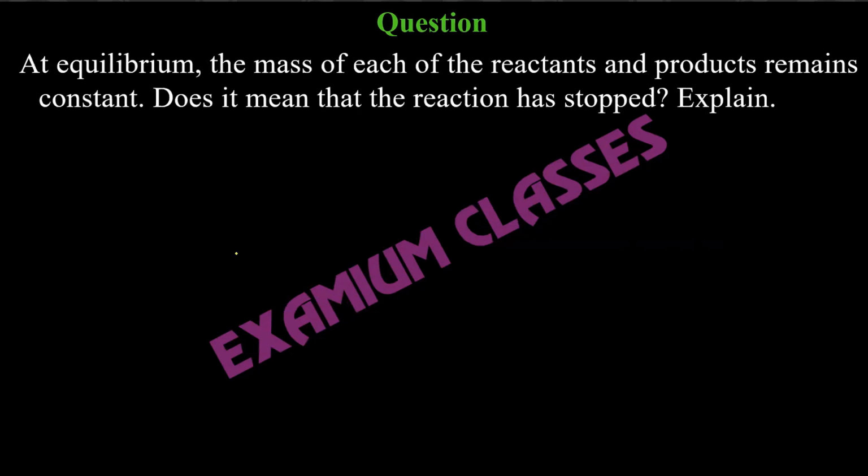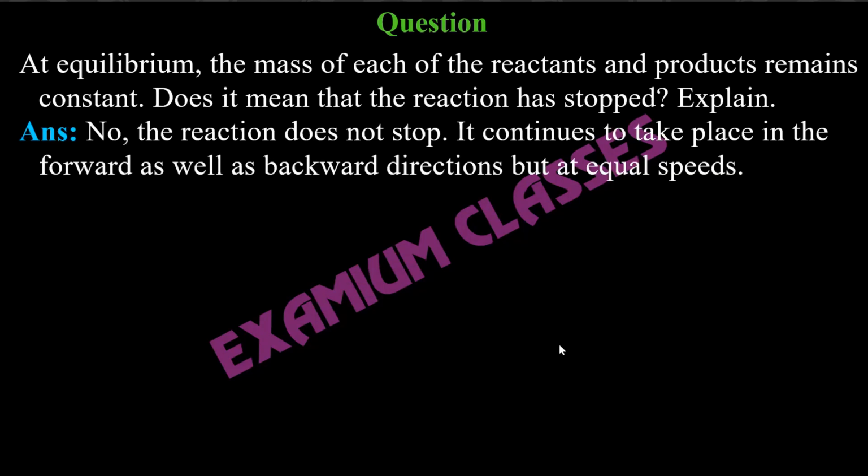Next one. At equilibrium, the mass of each of the reactants and products remains constant. Does it mean that the reaction has stopped? Explain. No, the reaction does not stop. It continues to take place in the forward as well as backward direction, but at equal speeds.